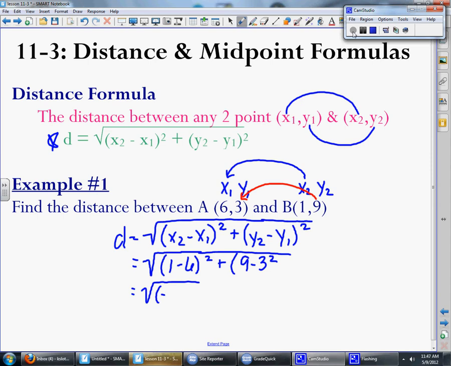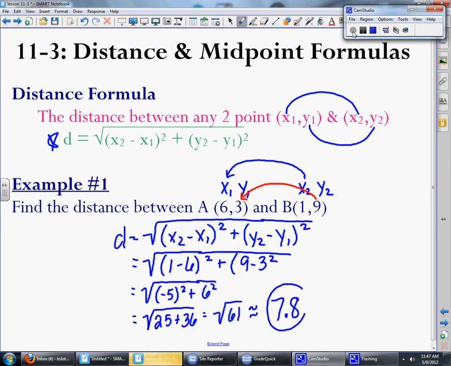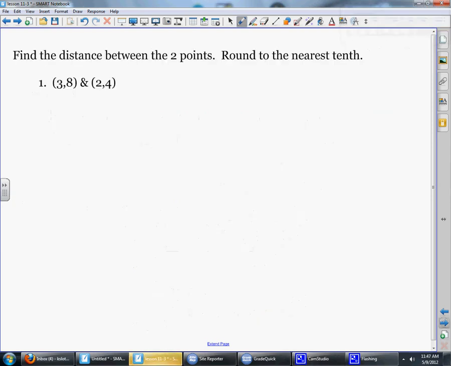So this is negative 5 squared plus 6 squared, which is equal to 25 plus 36. 25 plus 36 is 61, and the square root of 61, I'm going to have to get my calculator out, is approximately 7.8. So the distance between these 2 points here is 7.8 units.